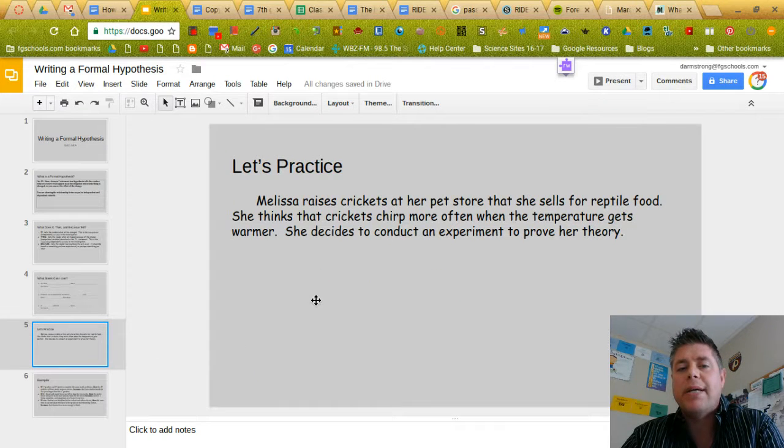All right, so let's do a little bit of practice here. Here's an example. Melissa raises crickets at her pet store that she sells for reptile food. She thinks that crickets will chirp more often when the temperatures get warmer. She decides to conduct an experiment to prove her theory.